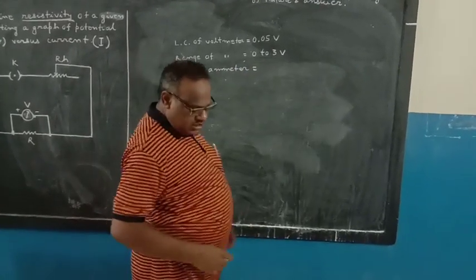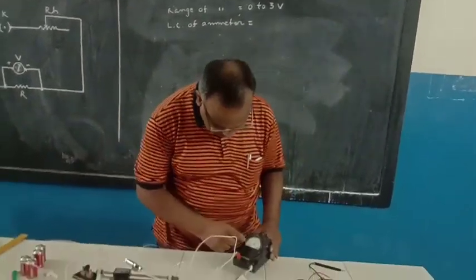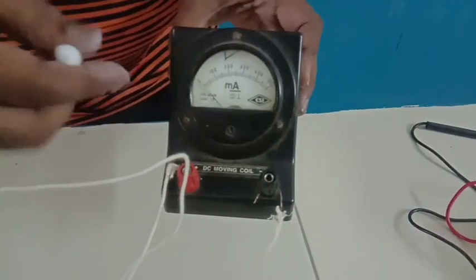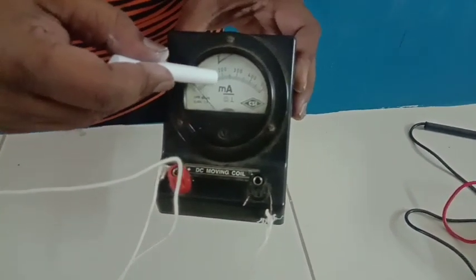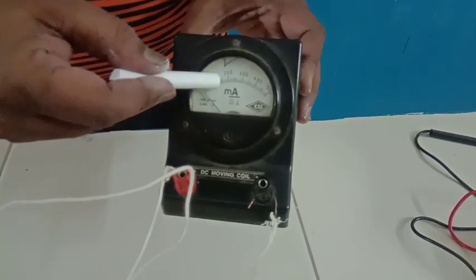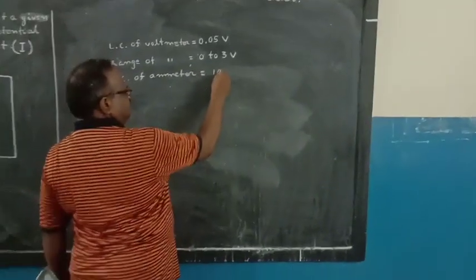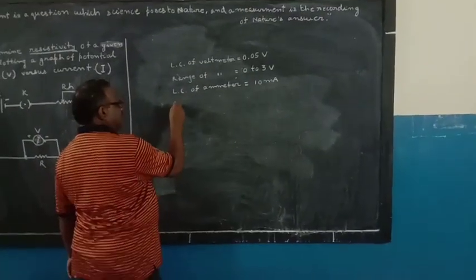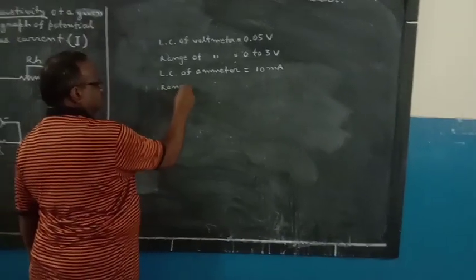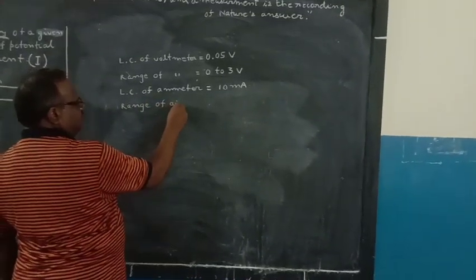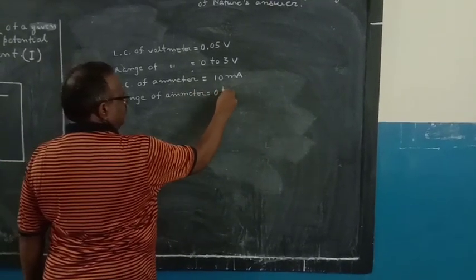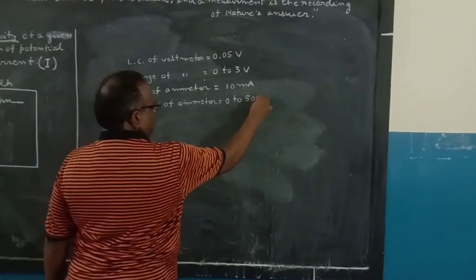Here you see, this is a milliampere meter. It is from 0 to 500, and here it is 0 to 100 milliampere. In between them there are 10 divisions. So one division is 10 milliampere, and the range of the ammeter is 0 to 500 milliampere.